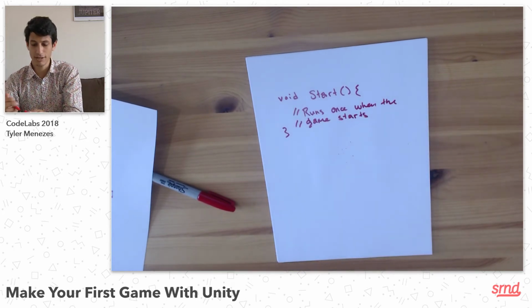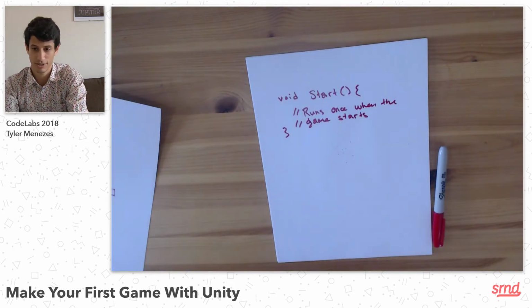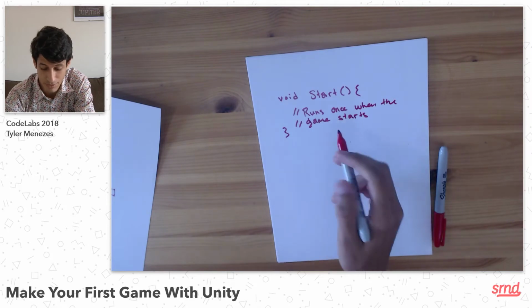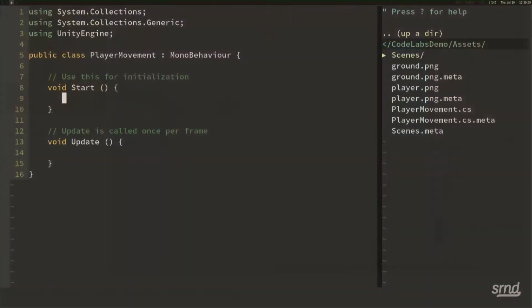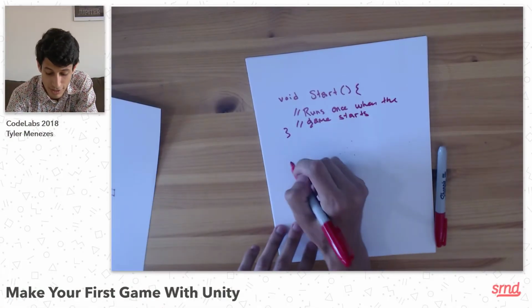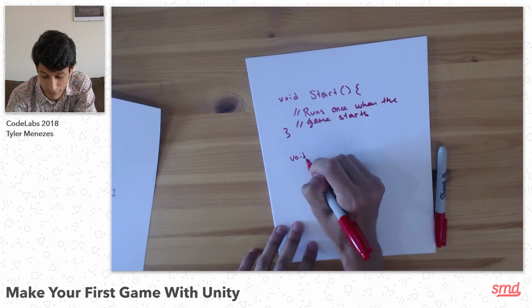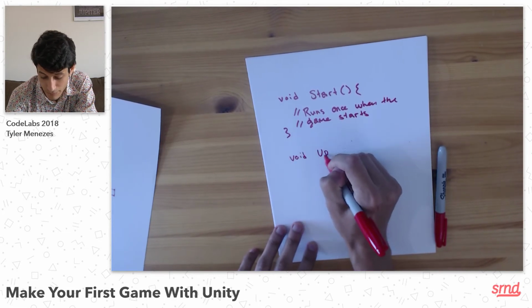Everything inside of there runs once when the game starts. This marker, I think, writes a little bit better for this. That's what the void start does. Now the other method that you'll see that Unity will create by default is this one, void update.